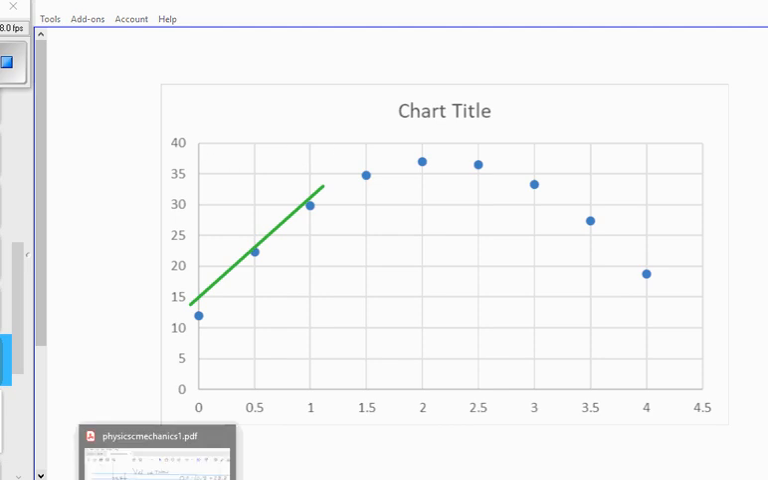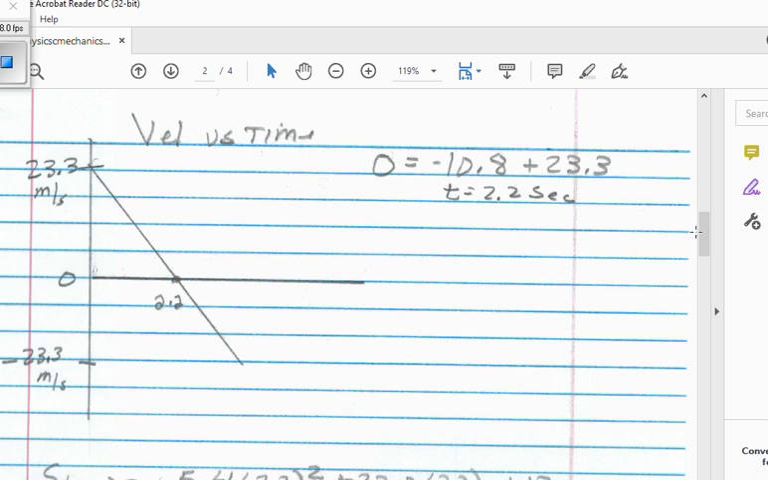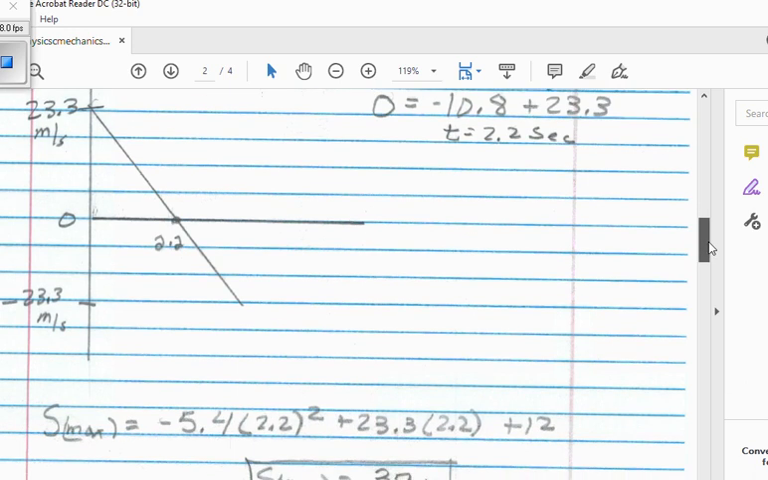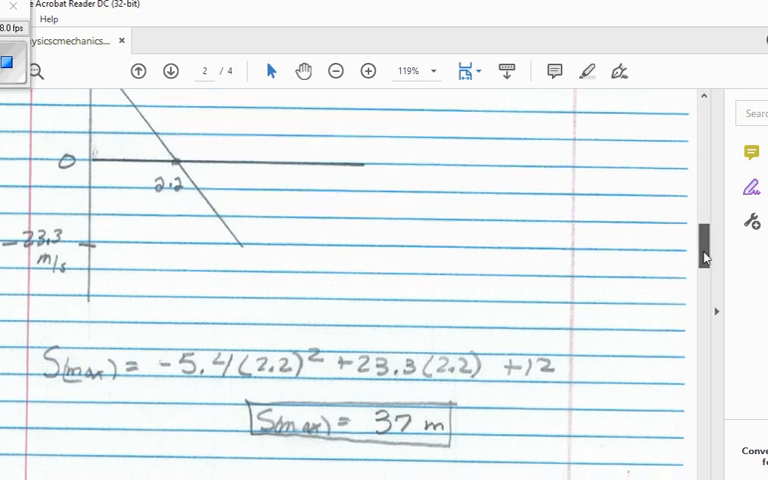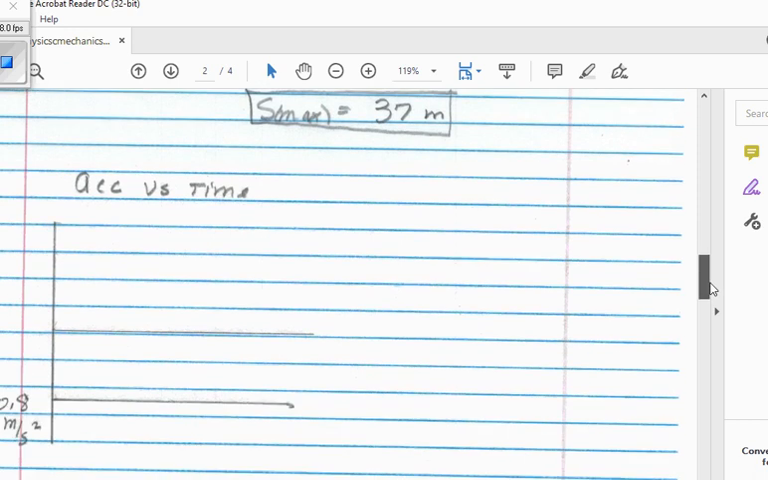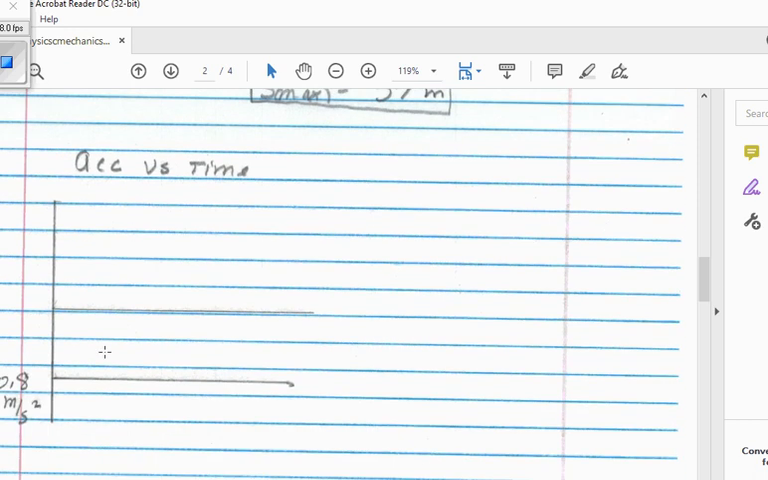Let's go take a look at the math here. So I know at 2.2 seconds, that's where velocity is 0. So then I take that 2.2, I plug it into my displacement equation, and I'm calling this S sub max. So I substitute that in, and it's 37 meters, within rounding differences. So there you go. And of course, we can look at the acceleration versus time graph. It's a constant slope of negative 10.8, always going in this direction here. So it's a flat line everywhere. So that is our differentiation.